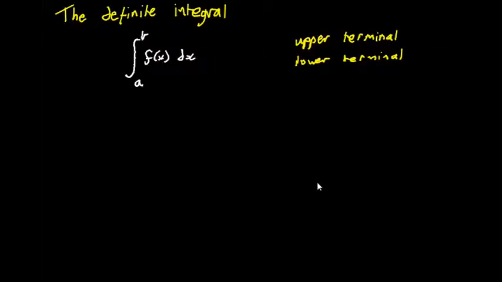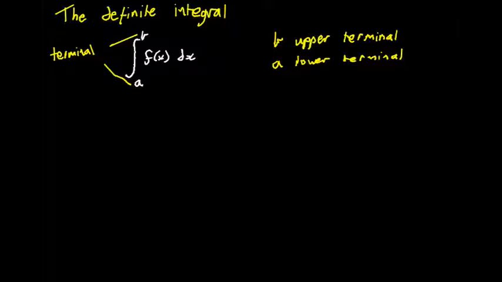So the definite integral is very much the same as the indefinite integral, except we've got A and B on the actual integral sign. So these A and B values are what's called terminals. And we've got an upper terminal and a lower terminal. Basically, the upper terminal is the one that's on top, which is B, and the lower terminal is on the bottom.